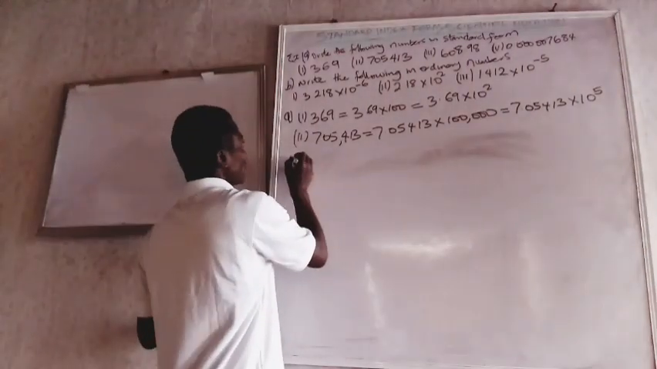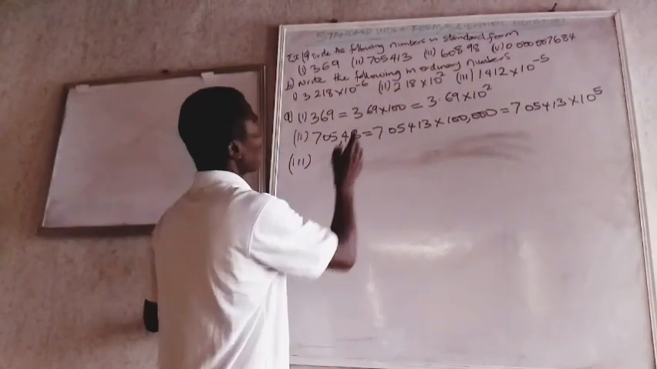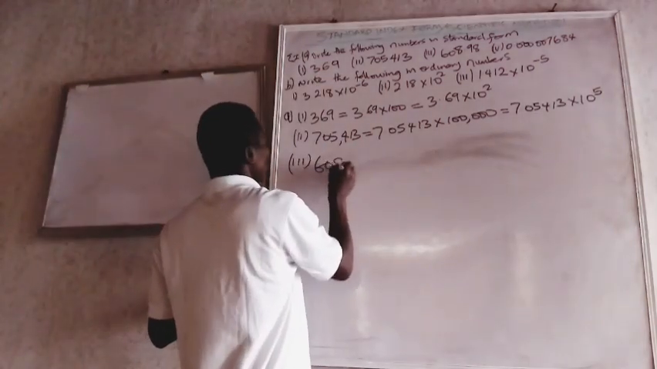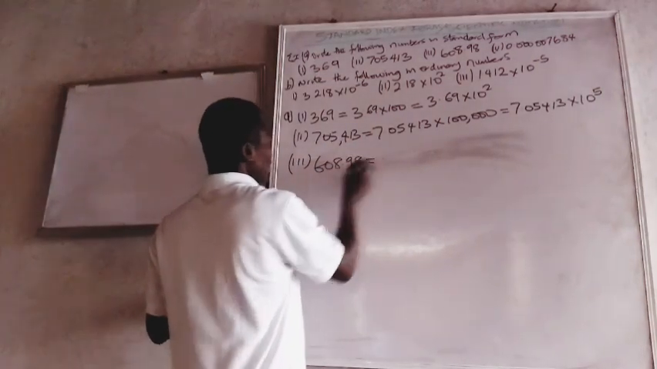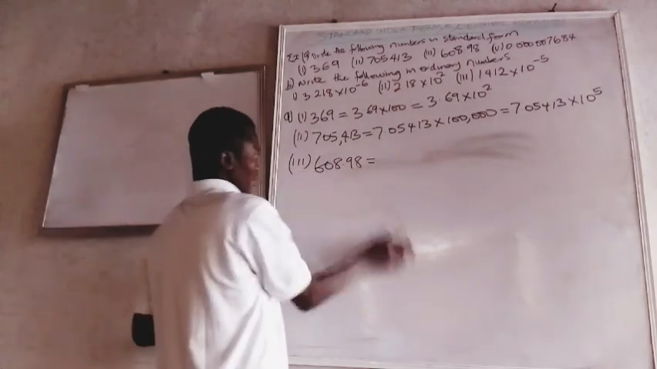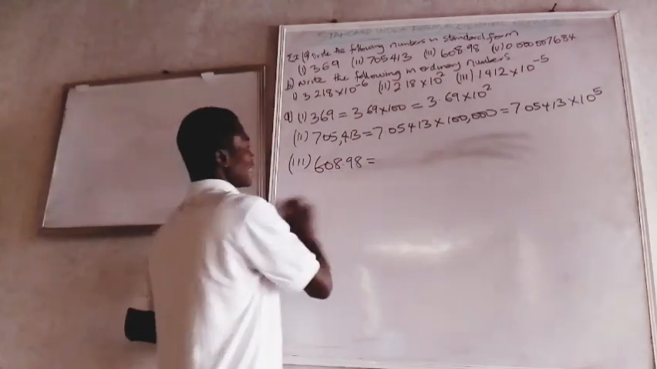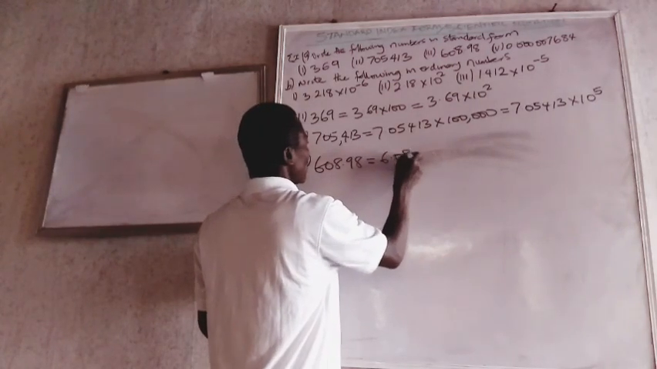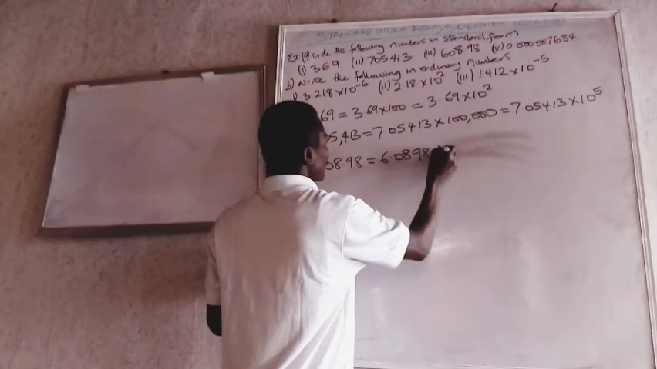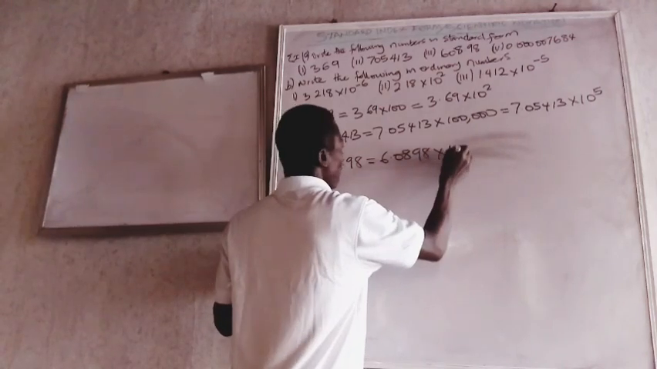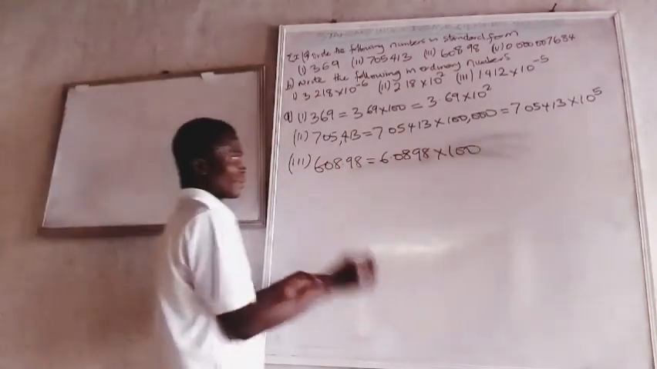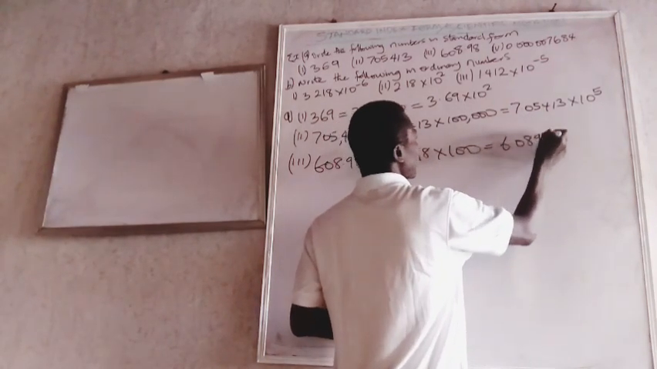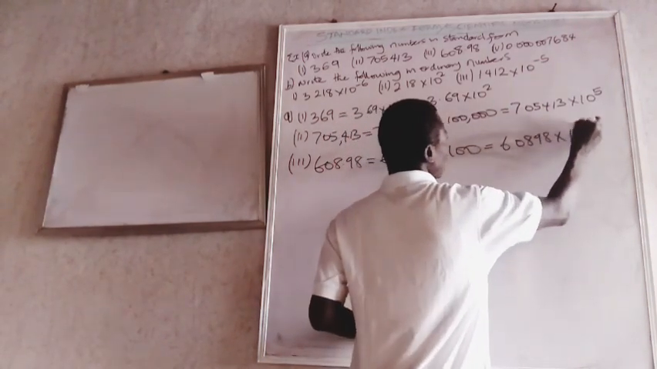Now, let's look at the third one. That is 608.98. You can see this is 608, that's the significant part. So we have 6.0898 times 100. So it's going to be 6.0898 times 10 raised to the power 2.